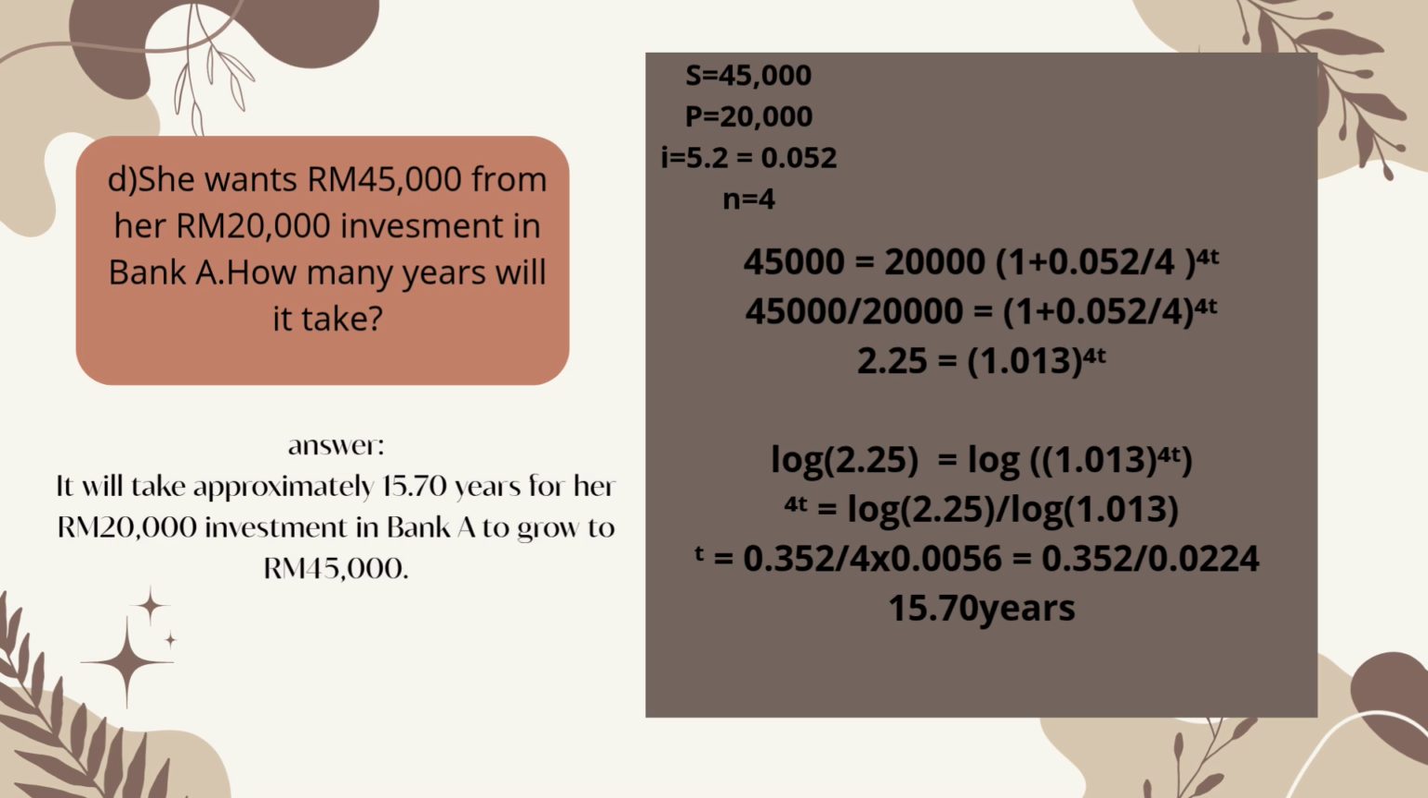So log open bracket 2.25 close bracket equals log open bracket 1.013 close bracket power of 40. Power of 40 equals log open bracket 2.25 close bracket over log open bracket 1.013 close bracket. Power of t equals 0.352 over 4 multiply 0.056 equals 0.352 over 0.0224.